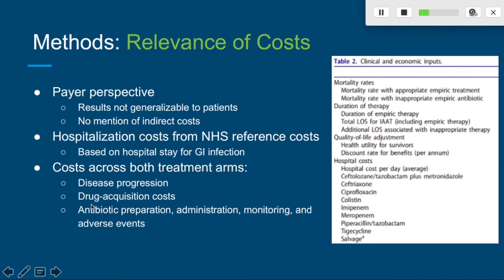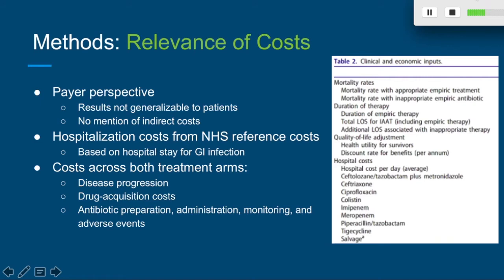Here are the clinical and economic inputs of the article, and you can see a more detailed list on the right in Table 2. In this article, this was a payer perspective as it focuses mostly on direct medical costs. There is no mention of indirect costs, and thus it's important to keep in mind that the results are not generalizable to patients. In terms of where they got the cost from, for hospitalization costs per day, this was from an NHS reference cost from 2013 to 2014.